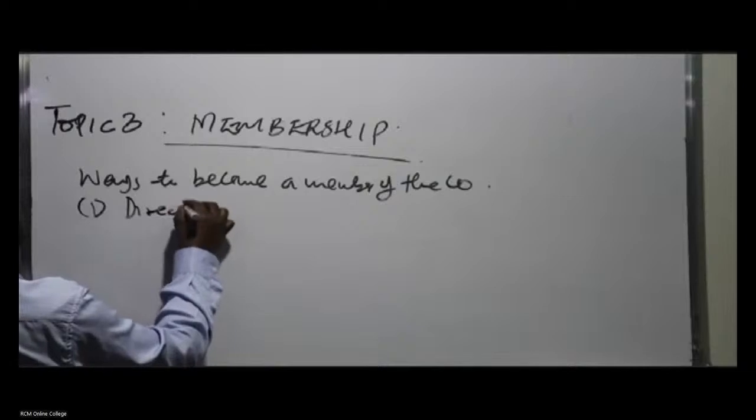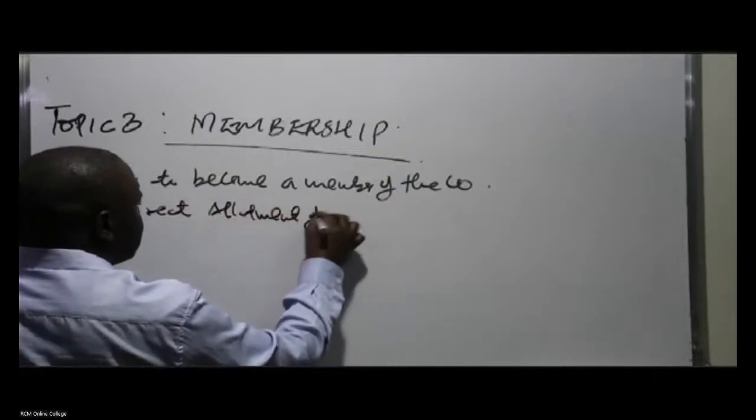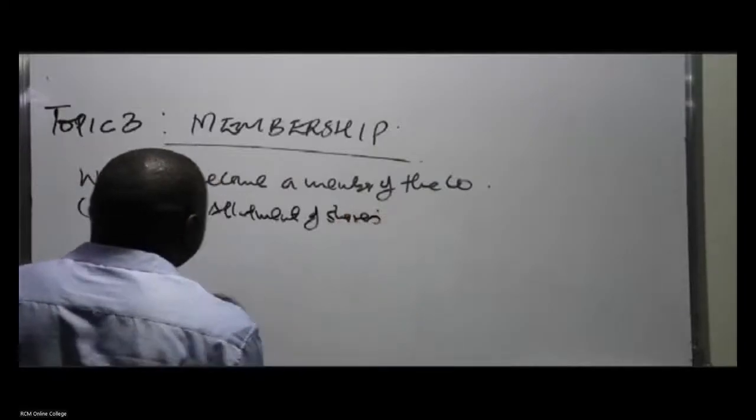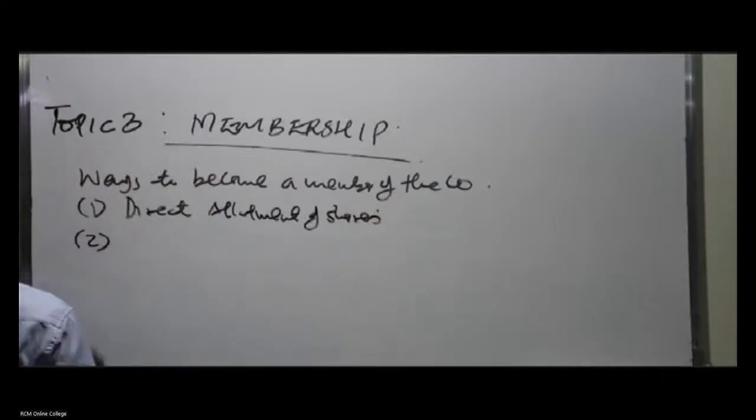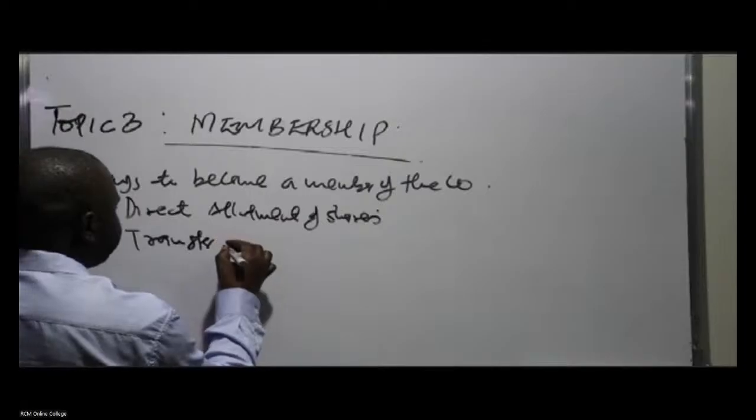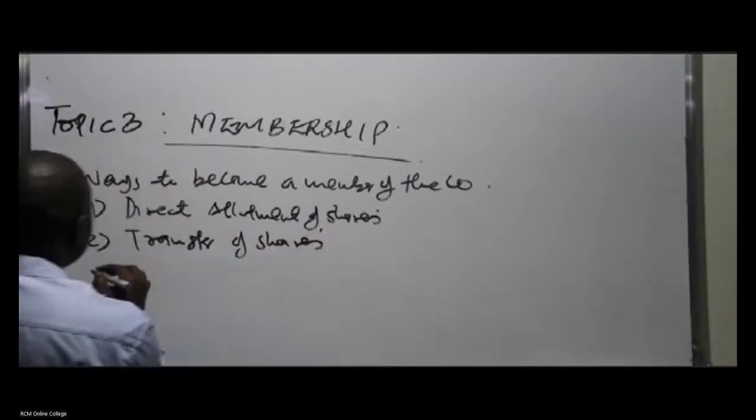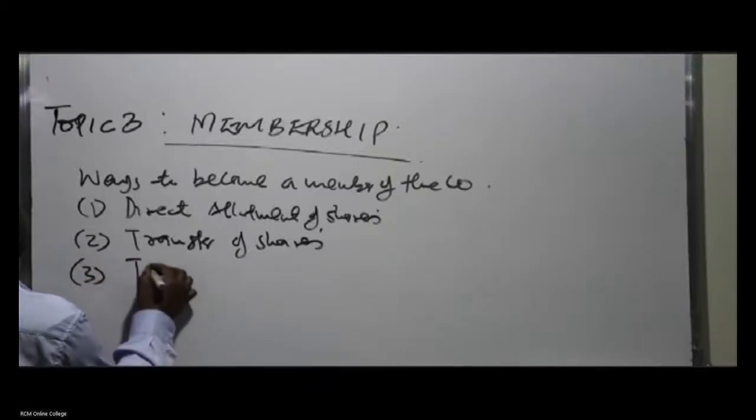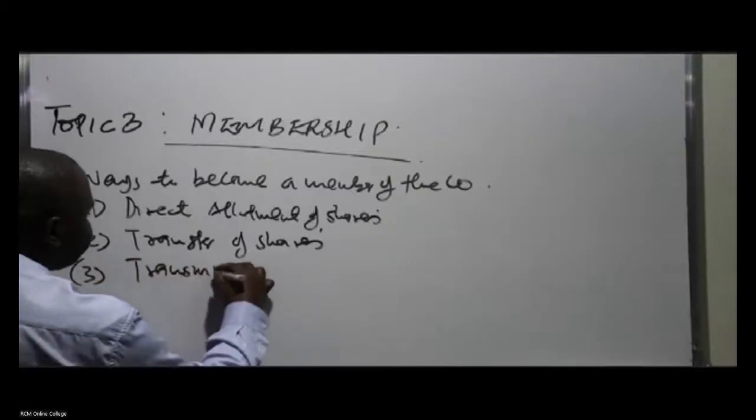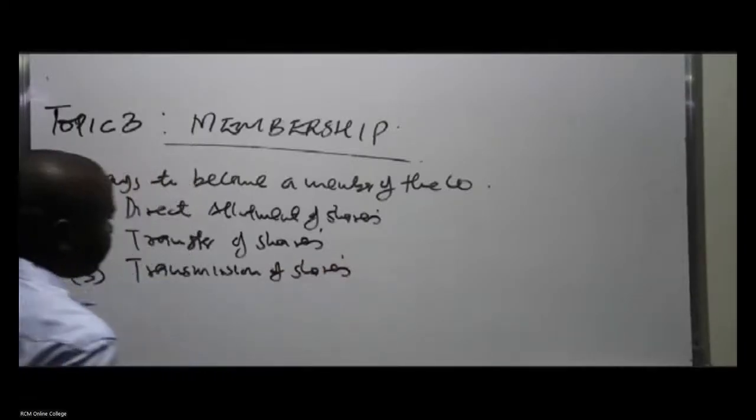Direct allotment of shares. Number two is through transfer of shares. I've explained it briefly already. Number three is through what we call transmission of shares. I've also explained it briefly already. Transmission of shares.